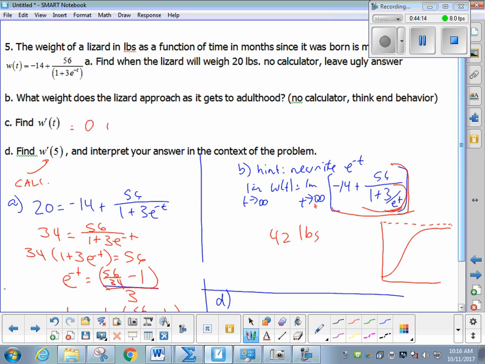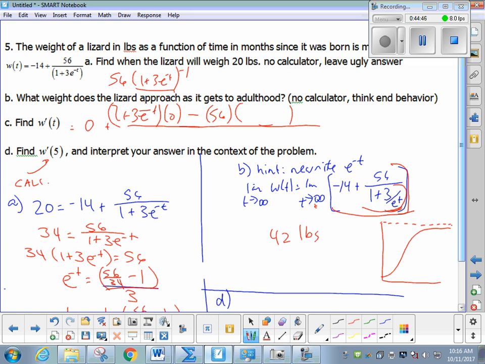Or did you call this 56 over 1 plus 3e to the negative t to the negative 1? Did you bring it up and use chain rule? Yeah, okay, that's fine too. If I use quotient rule, then it's low d high, which is 0, minus high, 56, d low. Check, at some point you had to take the derivative of that.